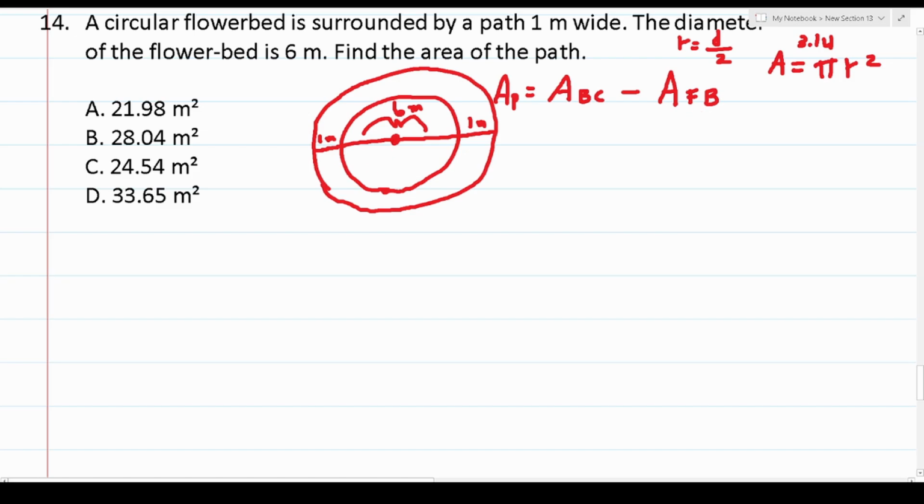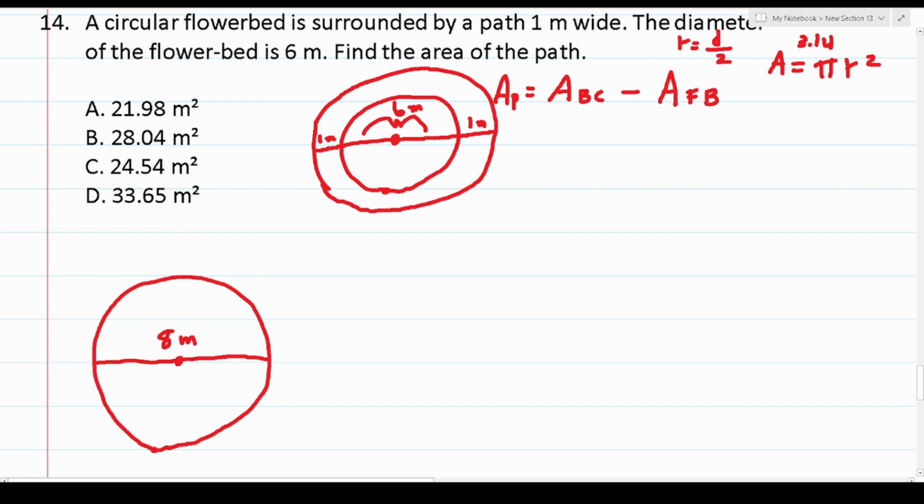So let's separate these two circles and see what we have going on. We have this big circle, and we know its diameter is pretty easy to figure out. Again, the diameter of this flower bed is 6, plus 1 is 7, plus 1 is 8. So the diameter of this big circle is going to be 8 meters. So let's find the area of this big circle. So that's going to be area of big circle equals pi. Radius is always diameter over 2. The diameter here is 8, so 8 divided by 2 is going to be 4. So this is going to be pi times 4 squared.